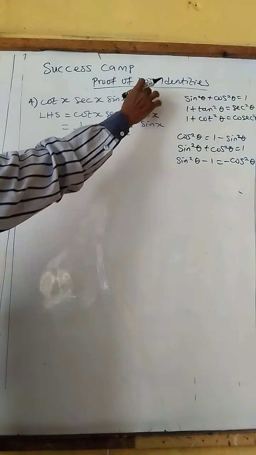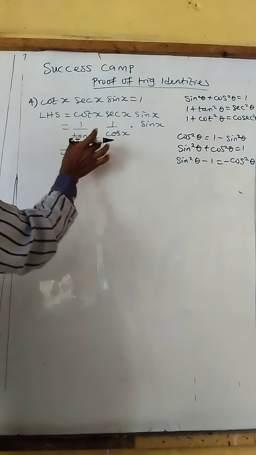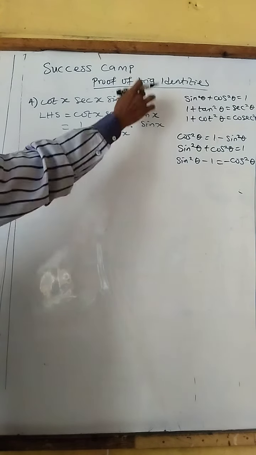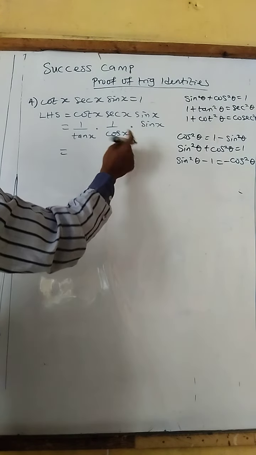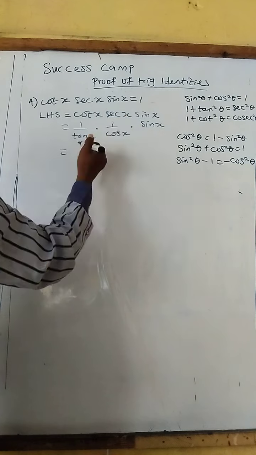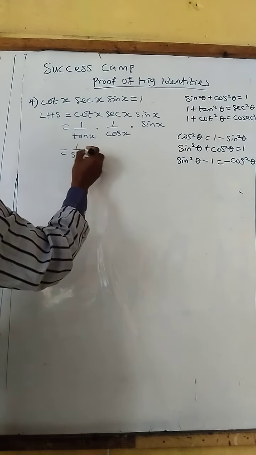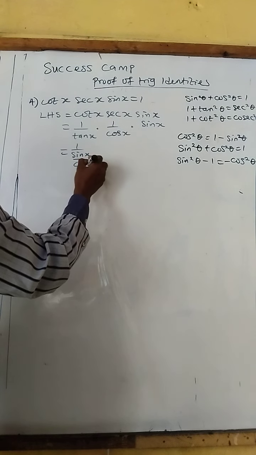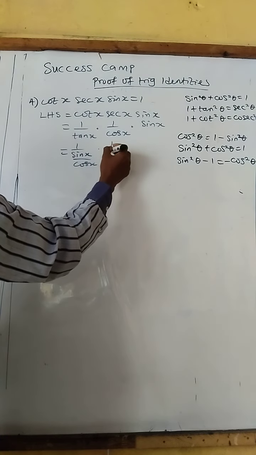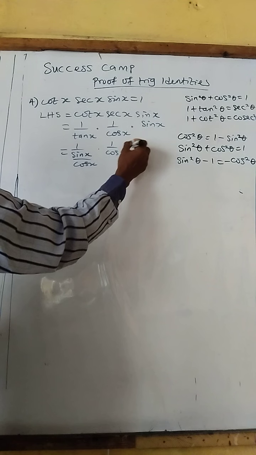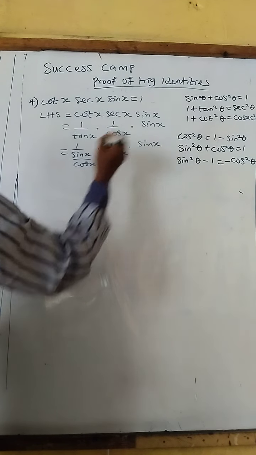But I want to prove that all of this thing is 1. What is my tan x? So that I can get to 1, we need to work in such a way that we have everything in common. 1 over tan x is what? Sin x over cos x, times 1 over cos x, times sin x.